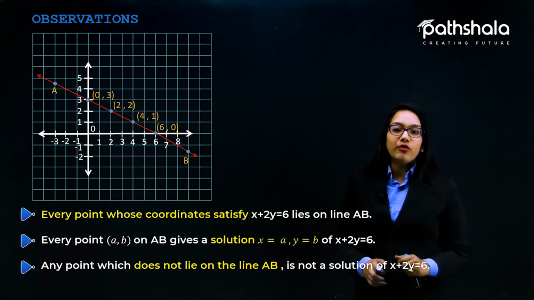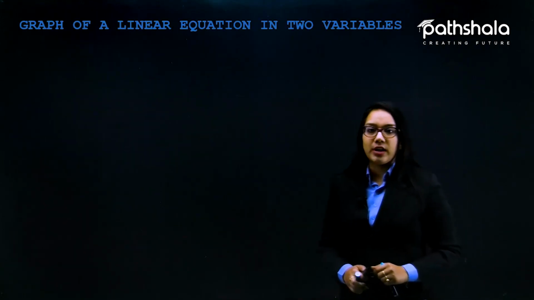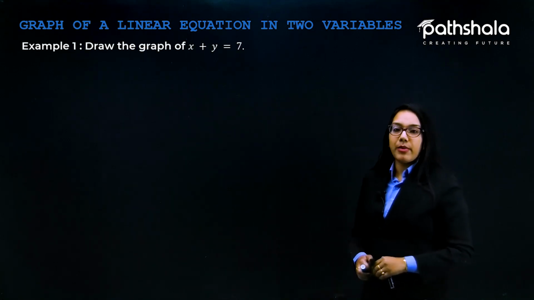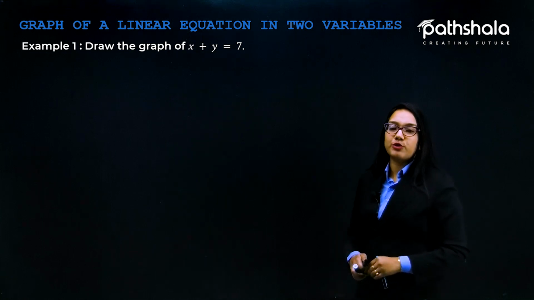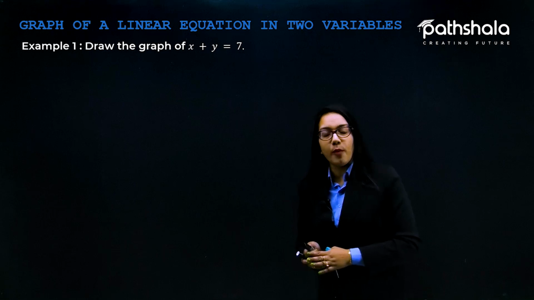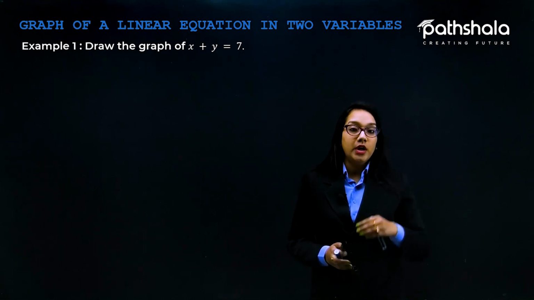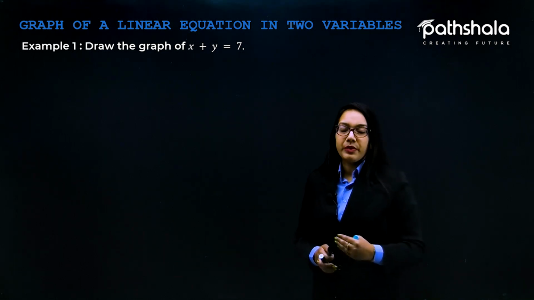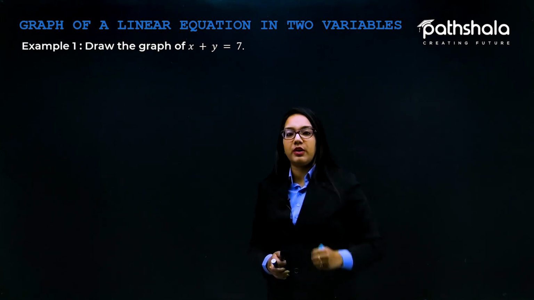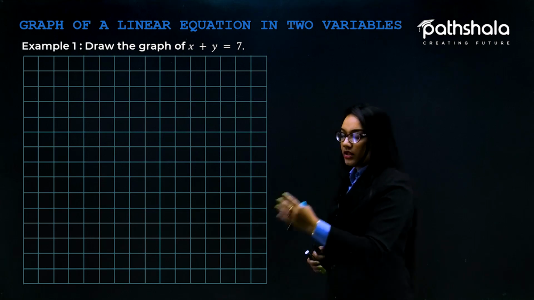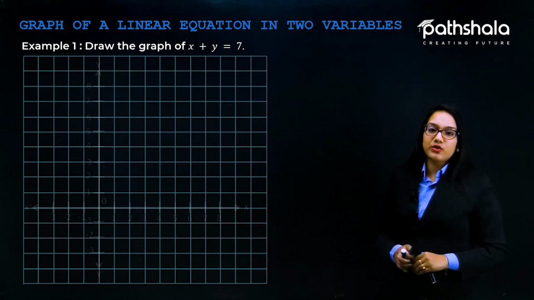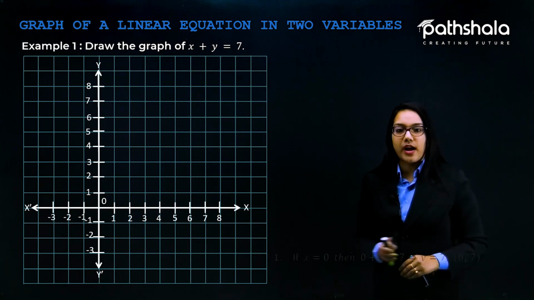Now let's move on and talk further about the graph of a linear equation in two variables. Example number 1 says, draw the graph of x plus y is equal to 7. In the same way as before, we want to represent this graphically, so we have to find the solutions of this linear equation. Let's take the graph first and find the solutions by substituting different values of x and y. So this is my Cartesian plane.